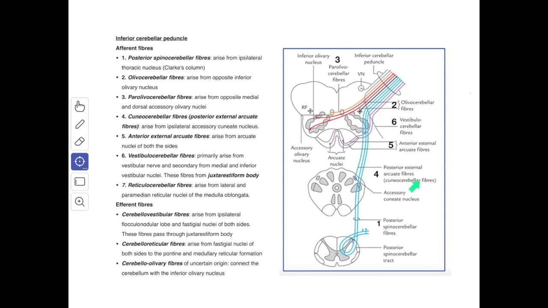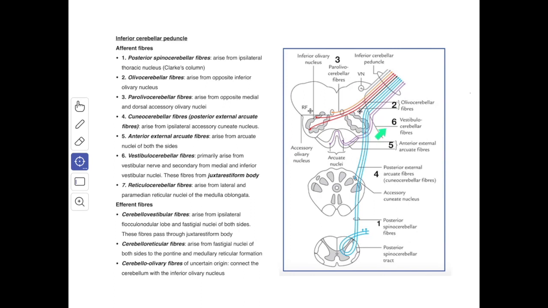The fourth group of fibers are the posterior external arcuate fibers or cuneocerebellar fibers. These fibers arise from the ipsilateral accessory cuneate nucleus. The fifth group of fibers are anterior external arcuate fibers. They arise from the arcuate nucleus of both sides. The sixth group of fibers are the vestibulocerebellar fibers. They primarily arise from the vestibular nerve and secondarily from the medial and the inferior vestibular nuclei.